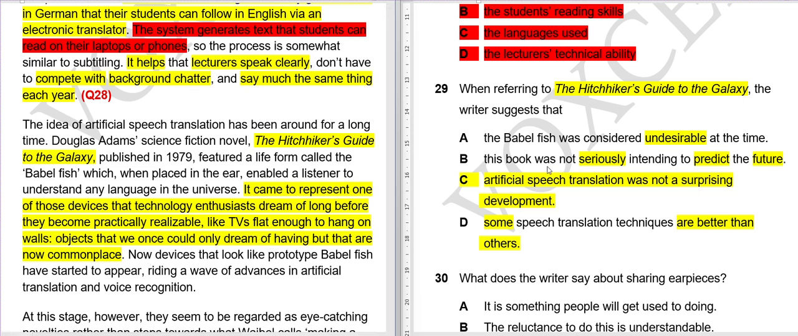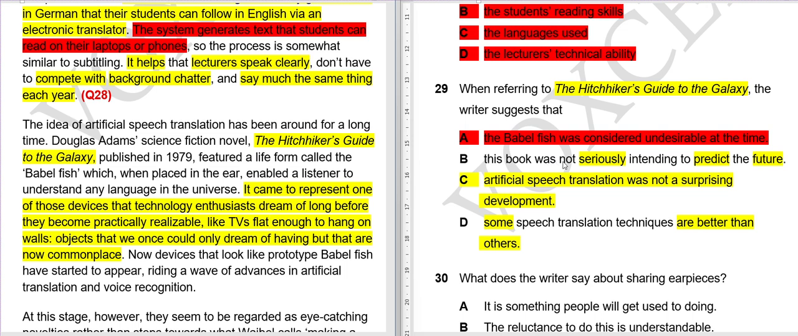Now let's see why A is not the answer. First, we will discuss why A is not the answer, because there is no mention that Babel fish was undesirable. They have just mentioned that there was a life form called Babel fish, and it is used to translate any language in the universe. But whether people desired it or it was not desirable, it is not mentioned that it is not desirable. Okay, so A cannot be our answer.